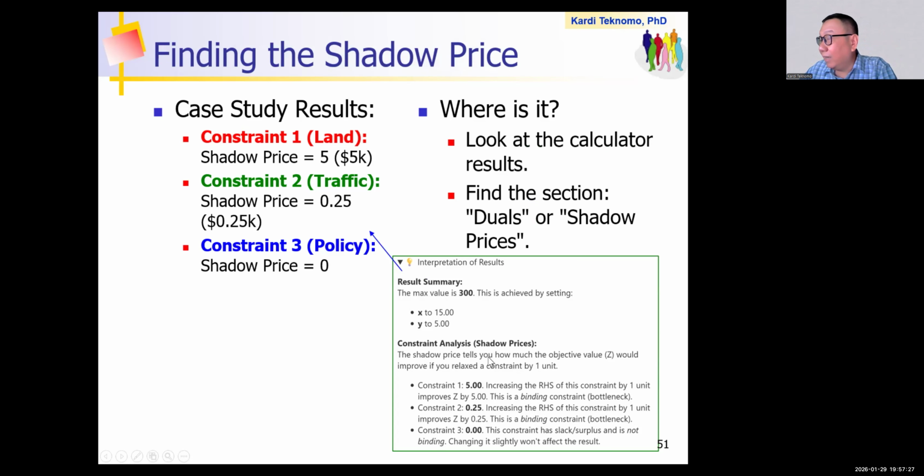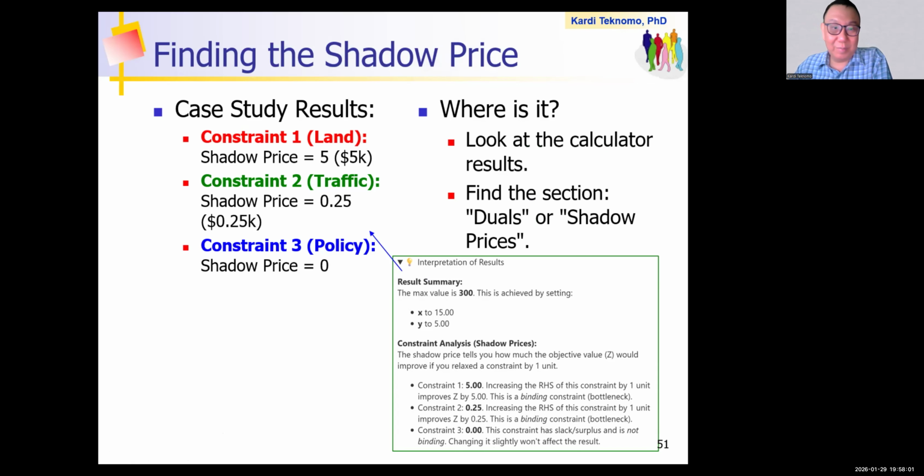And this is the shadow price: 5, 0.25, and 0. So 5 here is the shadow price for land, and 0.25 is the shadow price for traffic, and 0 is the shadow price for policy, right?